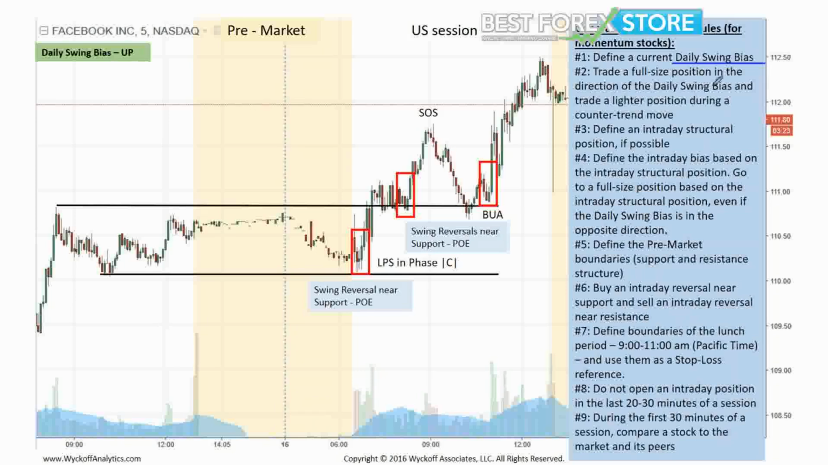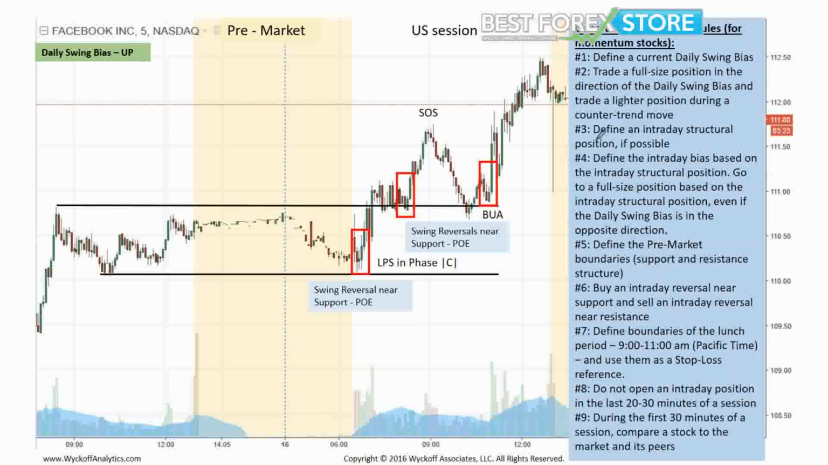Then you always want to trade a full-size position in the direction of that daily bias and trade lighter position during the counter trend move. And that's only if you're relying on the daily swing bias, right? And we've talked about what that is, right? So you want to define the swings as they are, and then give more weight to the positions in the direction of that daily swing bias.